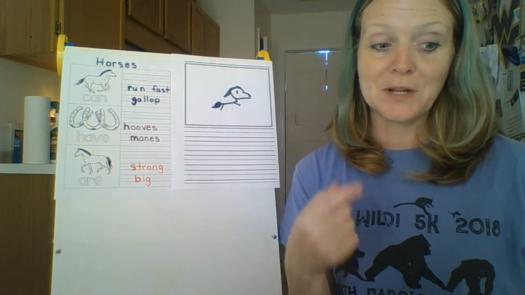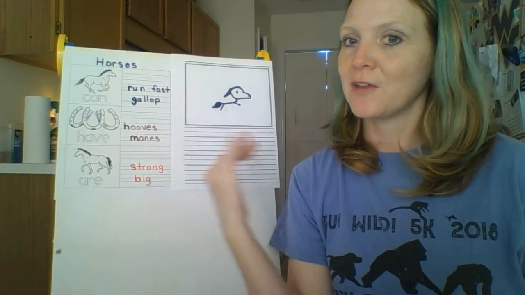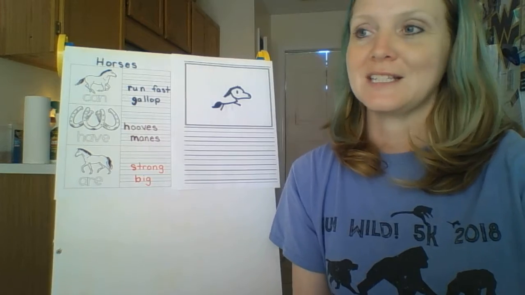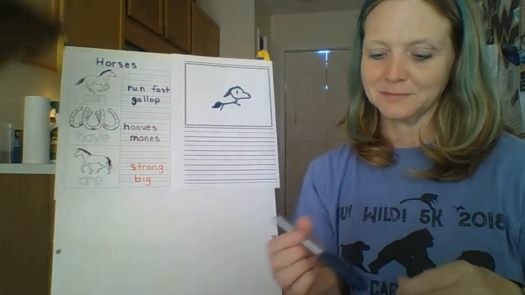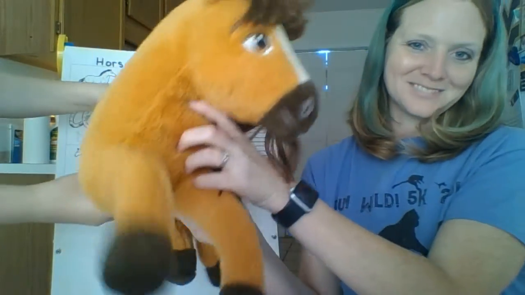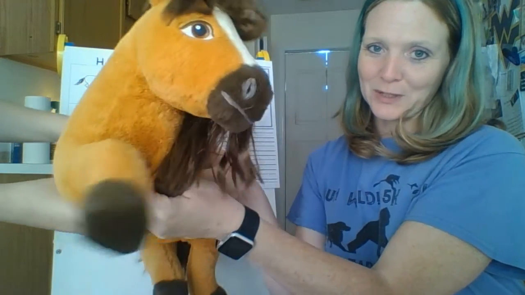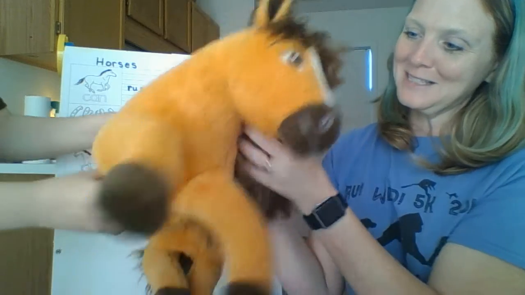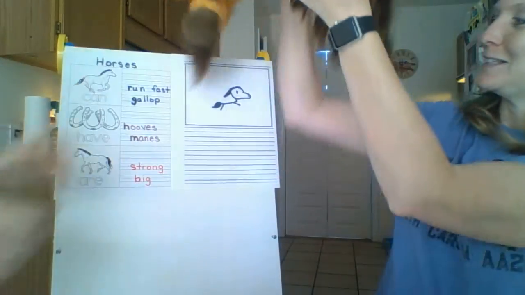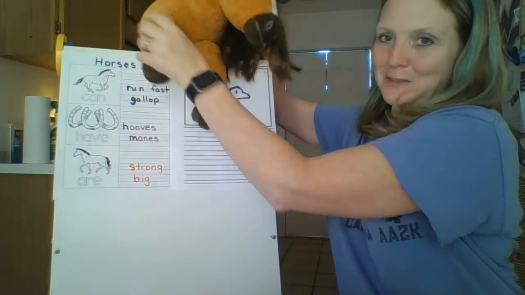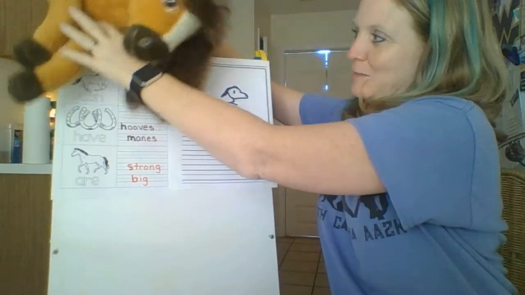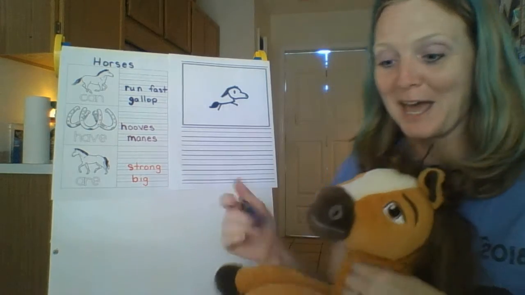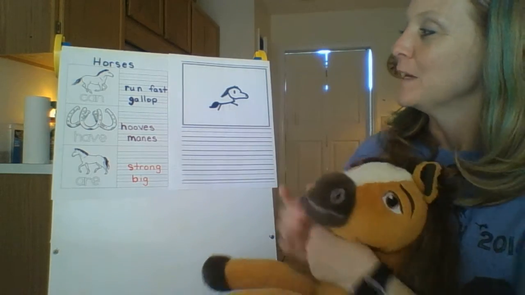So I'm going to help you guys, and we're going to work together to use all of our things that we've done to write a sentence about horses. And this little guy came in to join us, and yes, we're going to write a sentence about you, little man. Yay! All right, let's see if you can sit up here some, I'll just hold you, okay?